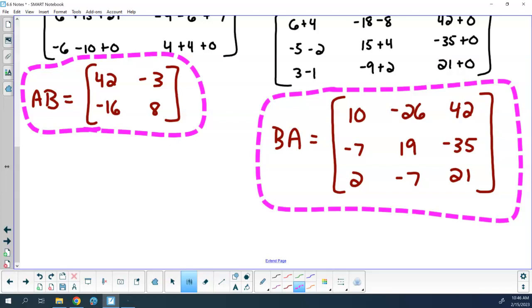Rows by columns, rows by columns. Again, this just goes to prove that the order that you multiply them matters. Okay? If order didn't matter, we would have gotten the exact same matrices for here.